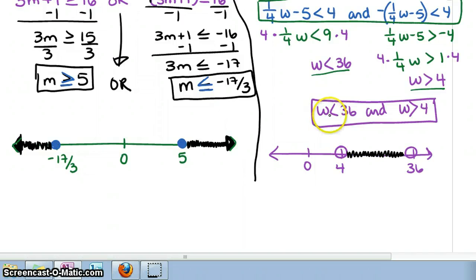Looking at it, it says that W is less than 36. All numbers less than 36 are to the left of 36. And then for the second part, it says that W is greater than 4, and all numbers that are greater than 4 are to the right of 4. So therefore, the area that we highlighted, which is between 4 and 36, is the only answer because it has to be the combination of those answers, so where they both intersect.